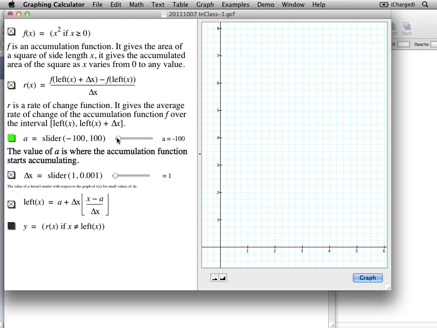Now, in terms of a square, it doesn't make any sense to talk about starting the accumulation at negative 100. But in terms of what we've got up on the screen, in terms of just the symbolism, we can start it from anywhere. So let me do this. Do we have a value of delta x here? Yeah. We've got delta x equals 1. Can you all see the graph that's showing up?